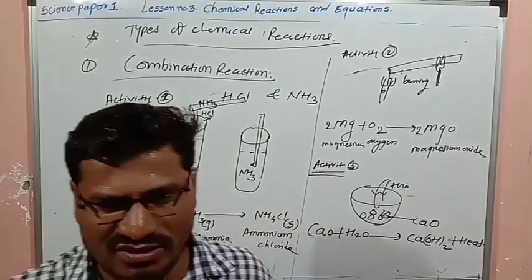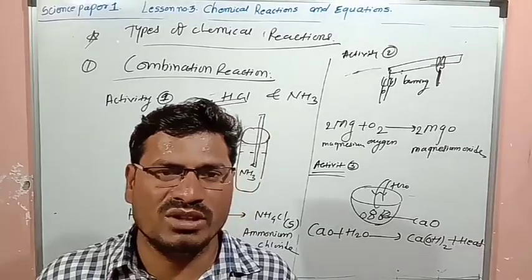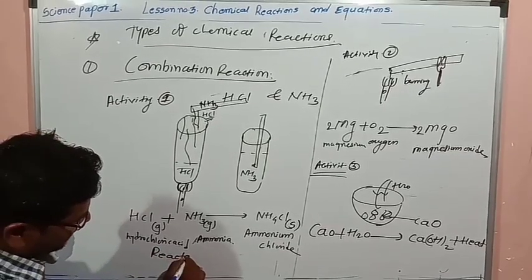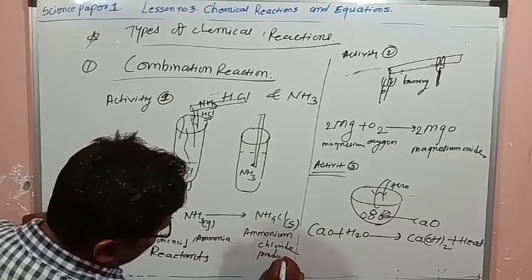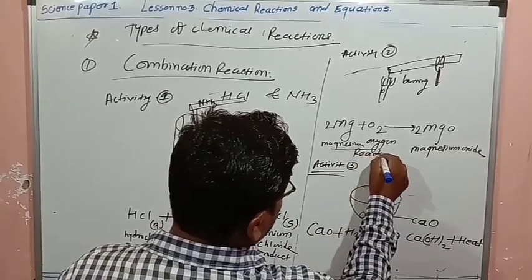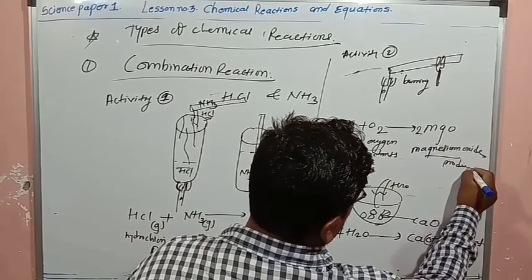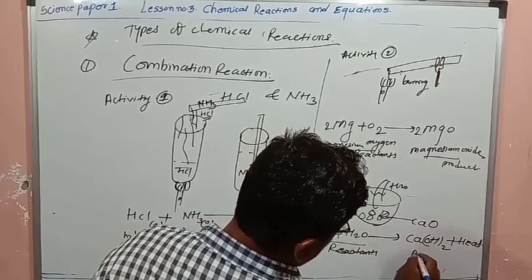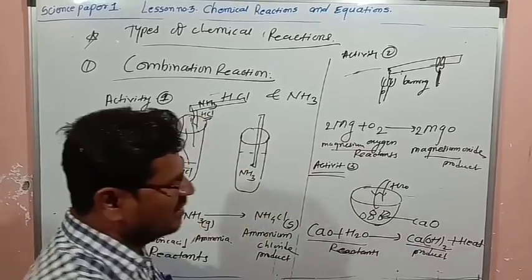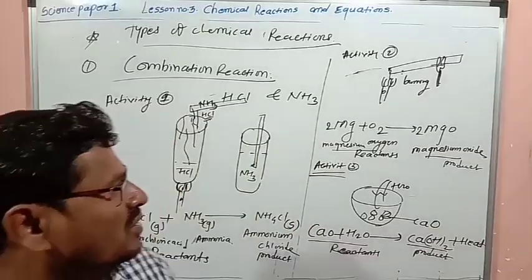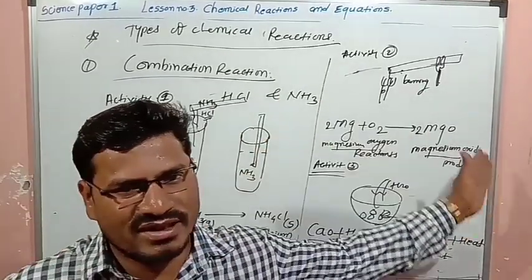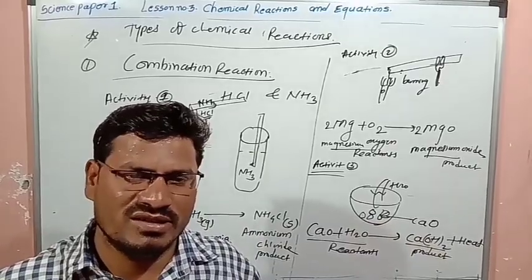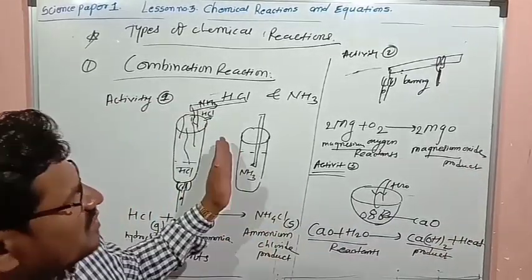In these three chemical equations, if you observe properly, these are the reactants, and this one is the product. Calcium oxide is there. So one common thing is that on the reactant side there are two or more reactants, but the product is only one. So what is a combination reaction?